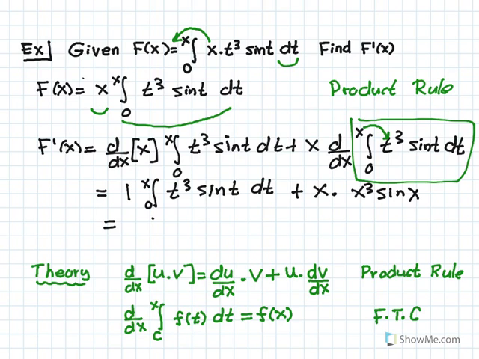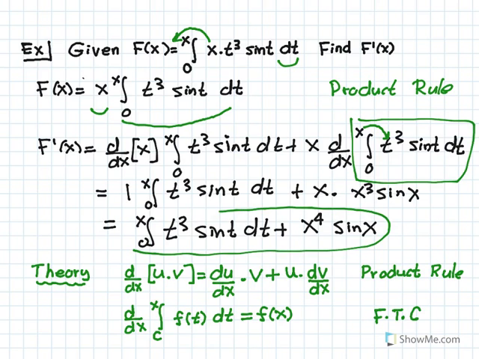All right, let's simplify this. What we get is the integral from 0 to x of t cubed sine t dt, plus x times x cubed, which is going to give us x to the fourth, x to the fourth sine x. This is the answer. That is the derivative of capital F of x.